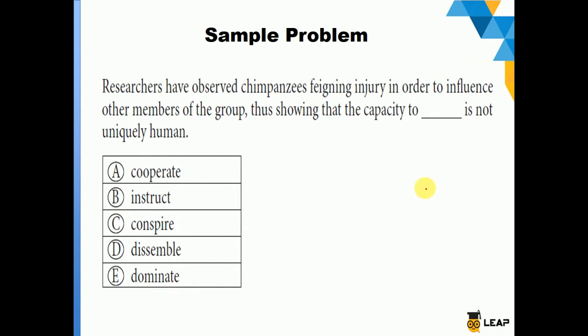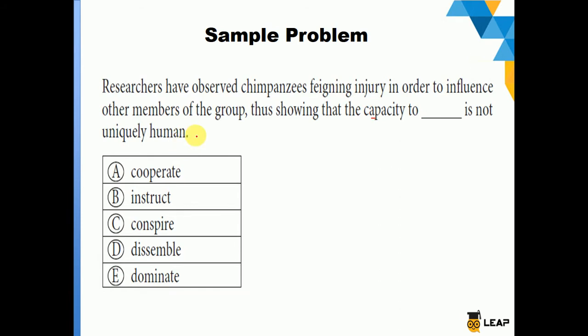There it is. Simple one for a start. Let's have a look at it. Now this is a sentence that has got 3 lines and it's got 1 blank. So it's a 1 blank text completion. If you look at it, it's not very complicated. It just says that researchers have observed chimpanzees feigning injury in order to influence other members of the group, thus showing that the capacity to do something is not uniquely human.